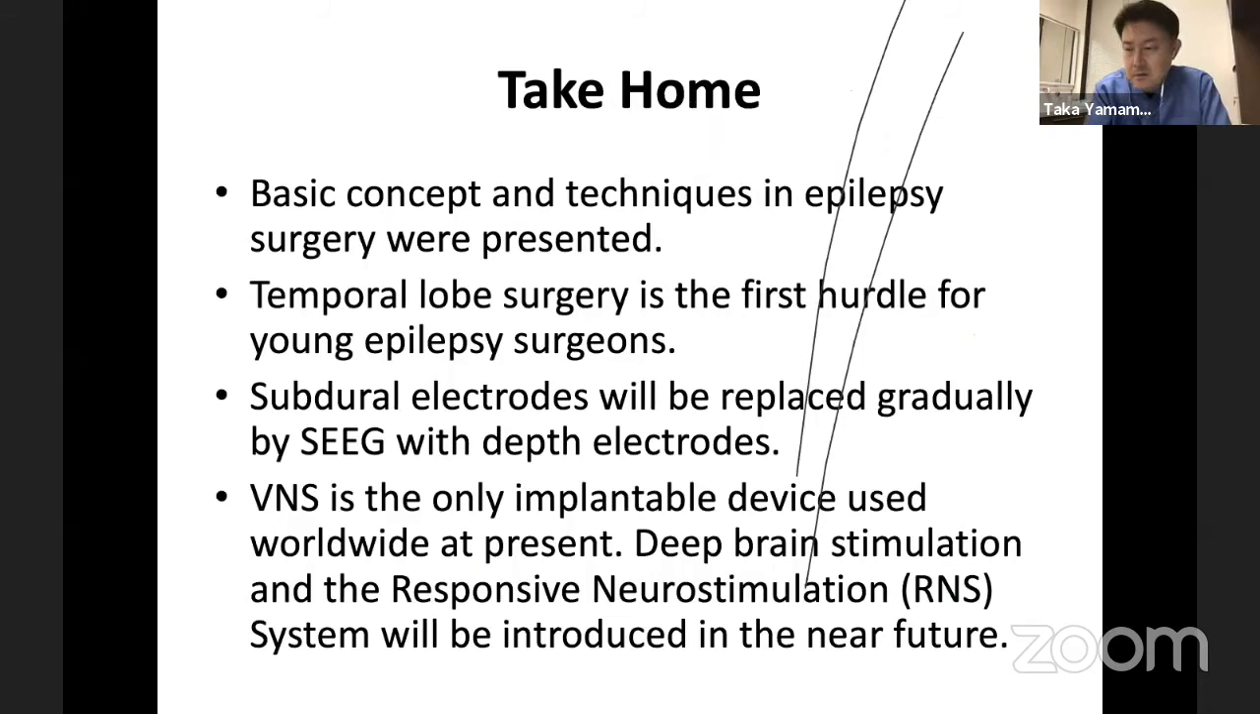So the take home: basic concepts and techniques in epilepsy surgery were presented. And temporal lobe surgery is the first hurdle for young epilepsy surgeons. And the subdural electrodes will be replaced gradually by SEEG.